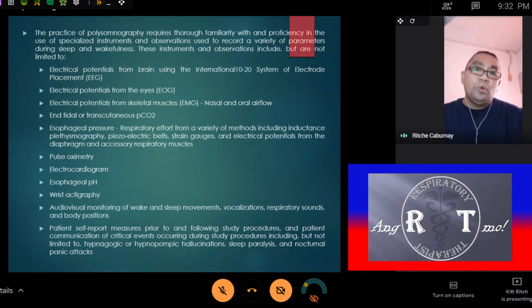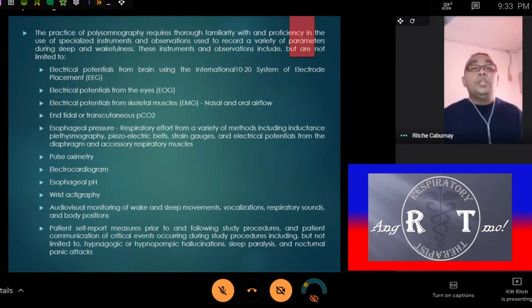Of course, we're monitoring esophageal pressure for the diaphragm and accessory muscles, and pulse oximetry for oxygen saturation, in the event that the patient is snoring or has encountered apneas and hypopneas, there could be an associated decrease in oxygen saturation. Also, we're monitoring the electrocardiogram, or the heart activity, specifically the arrhythmias and the normal ECG wave, and also esophageal pH, wrist actigraphy, and audiovisual monitoring.